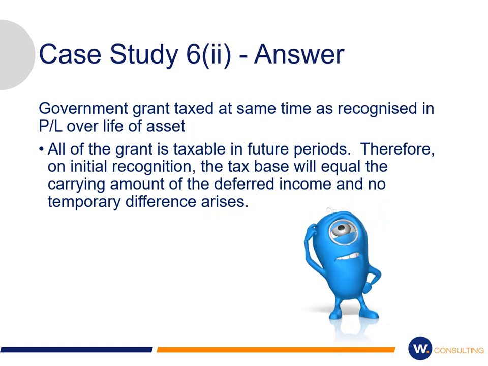Now, our second part, we were saying that government grant taxed at same time as recognized in profit and loss over the life of the asset. Now, all of the grant is taxable in future periods. In other words, the tax and the accounting have the same recognition process. So all of the grant is taxable in future periods. So the tax base will be equal to the carrying amount.